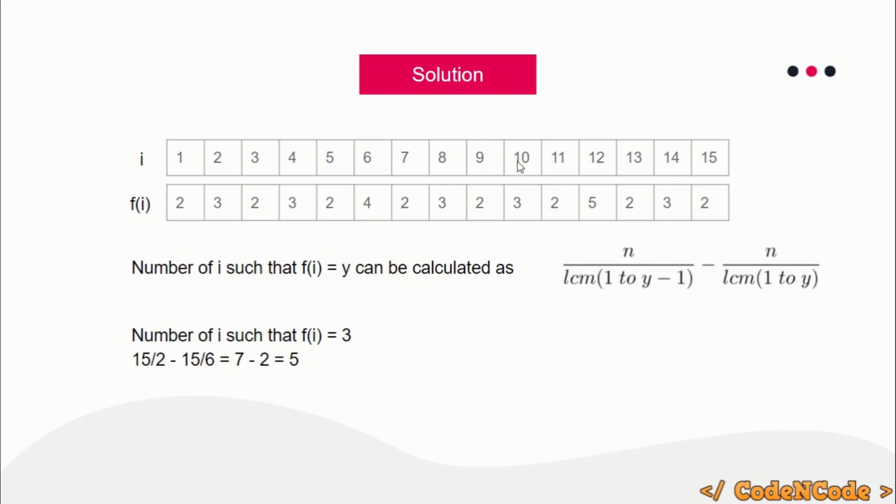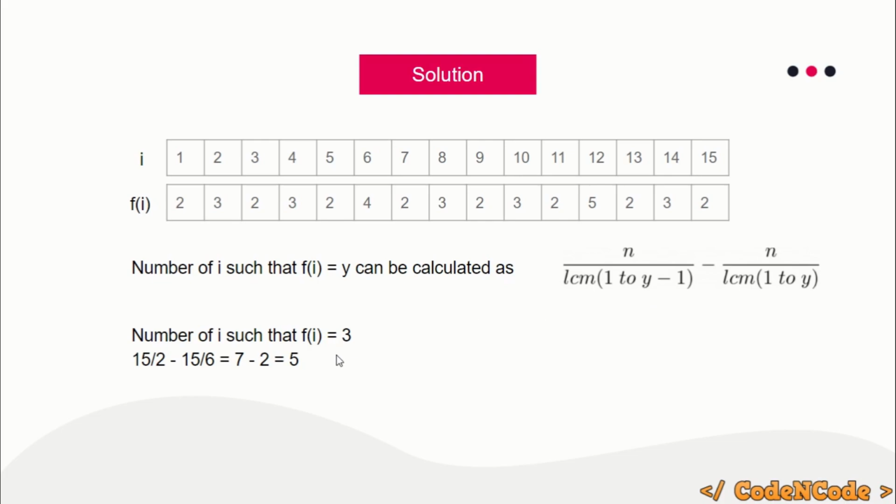So there are two numbers, 12 and 6, which are not included in our answer, because f of them is actually 4 and 5, not 3. How do we remove these kinds of numbers, and why are they here? The reason is these numbers are for sure divisible by 1 and 2, but they are also divisible by 3. So n divided by LCM of 1 through y minus 1 can have numbers which are also divisible by y, and we don't want that, right?